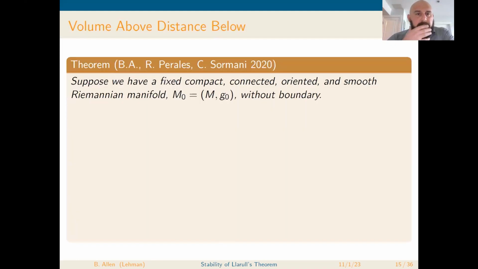And so the way that we use that quantitative estimate to get a theorem that gives some natural geometric hypotheses which conclude intrinsic flat convergence is the following. So we're going to be on a compact, connected, oriented, and smooth Riemannian manifold without boundary, though there are versions of this theorem with boundary. We just won't need them for this talk.